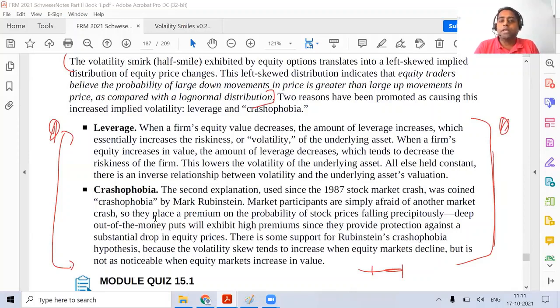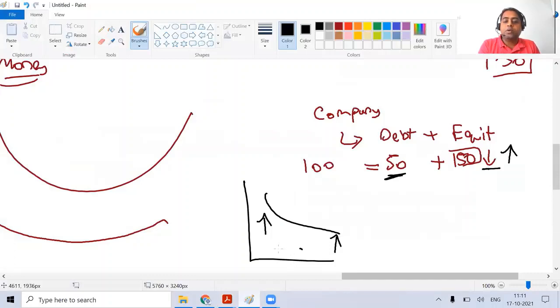Okay, answering the query with respect to the last two lines of leverage. Now, see what they're talking about. This lowers the volatility of the underlying asset. All else being constant, there is an inverse relationship between volatility and the underlying asset. What does it mean? When the asset prices are going down, the volatility is very high. When the asset prices are going up, the volatility is down. Inverse relationship.